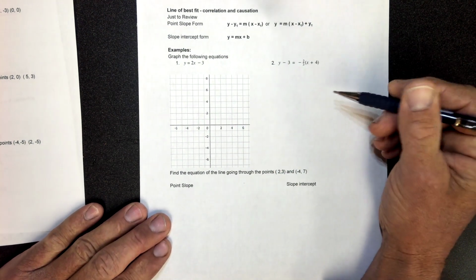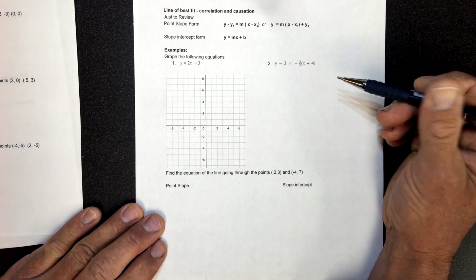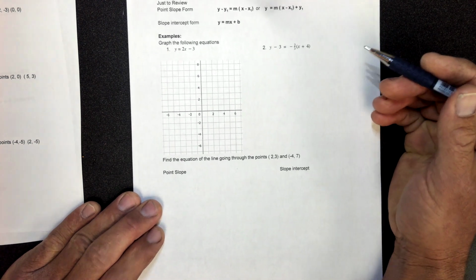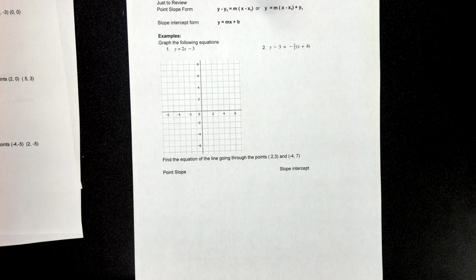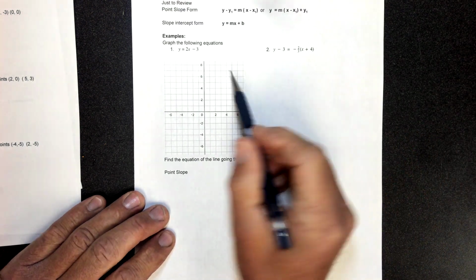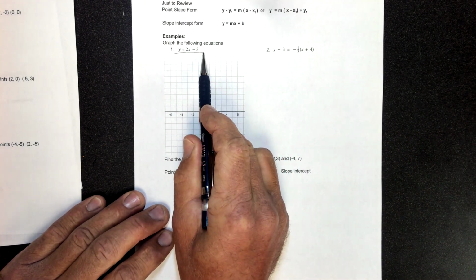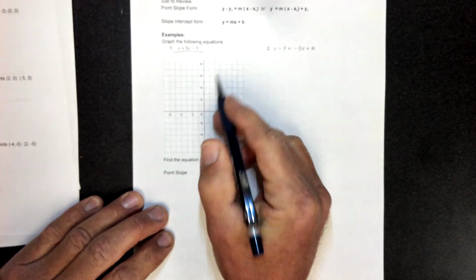All right. Today we're going to talk about, we've been graphing equations of lines, and now we're going to talk about writing equations of lines. But first, let's do a little review. So I'm going to graph this equation, y equals 2x minus 3.